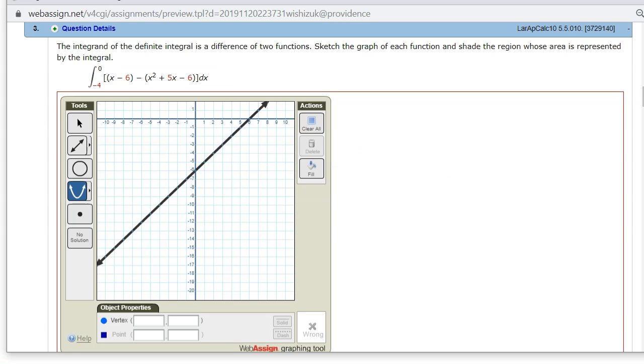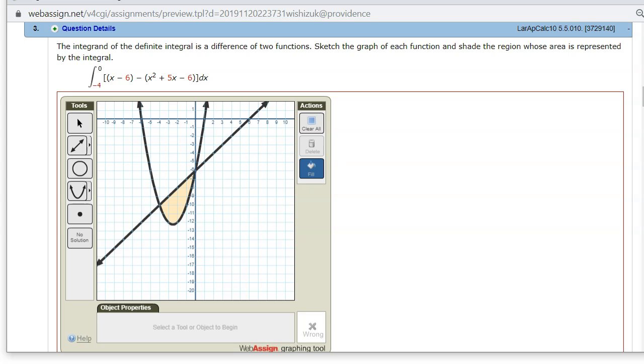So let's type it in here. The vertex we just found is negative 5 over 2, comma, negative 49 over 4. And another point is 0, comma, negative 6. So we have that parabola. Then we just need to fill it. I'm going to use this paint tool and you just click inside. So that's going to be the region.